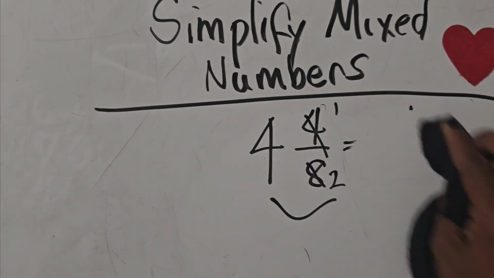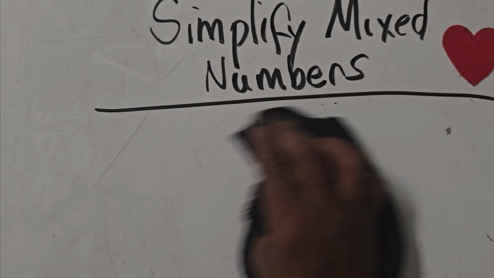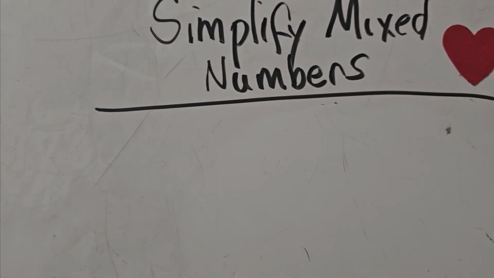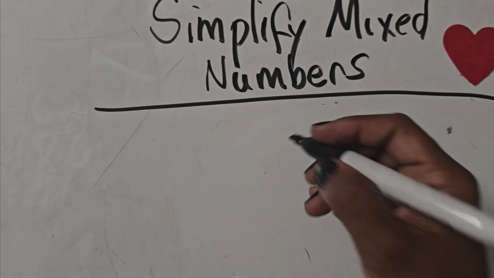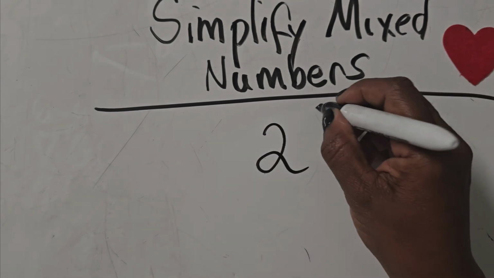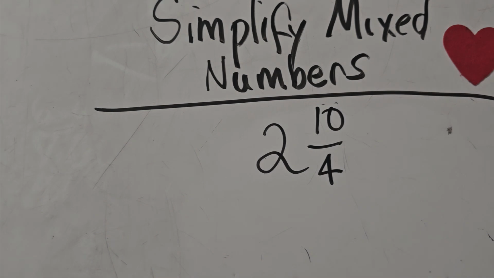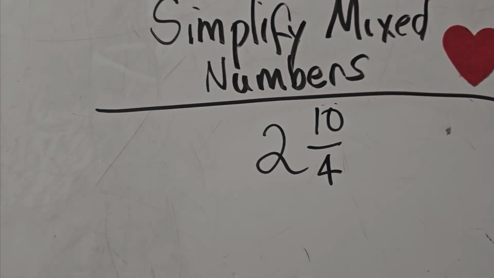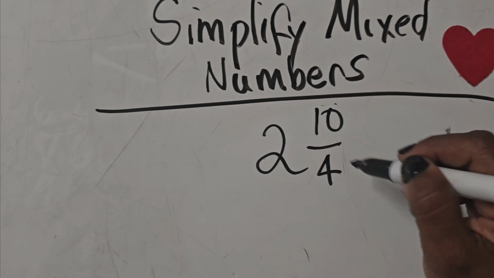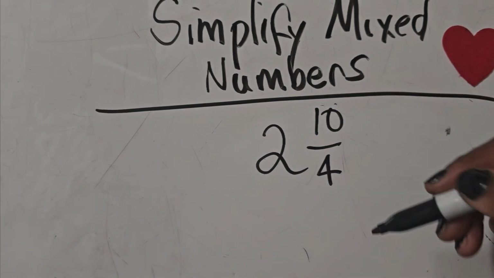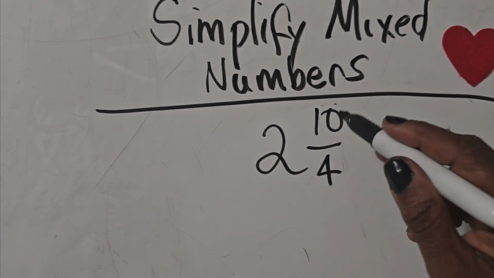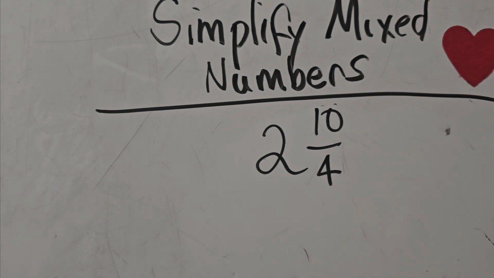Now let's throw you off a little bit, where the numerator is a little greater than the denominator. Let me think of something. How about 2 and 10 over 4, like I showed you before? So here's the problem. You probably can't just reduce this, but it's still going to be bigger on top. So I'm going to write it really big and show you.